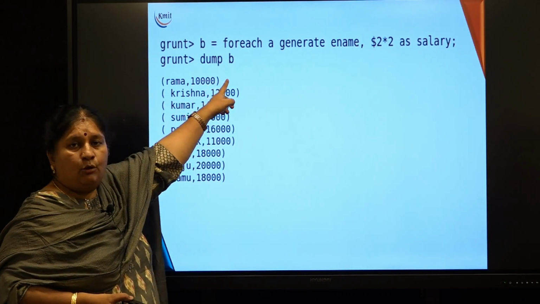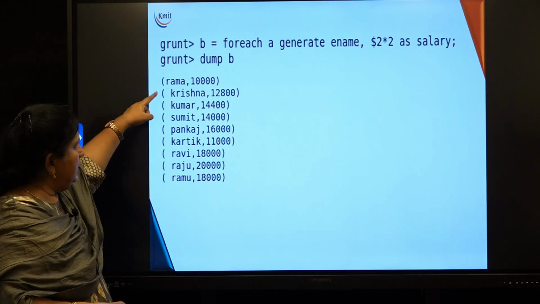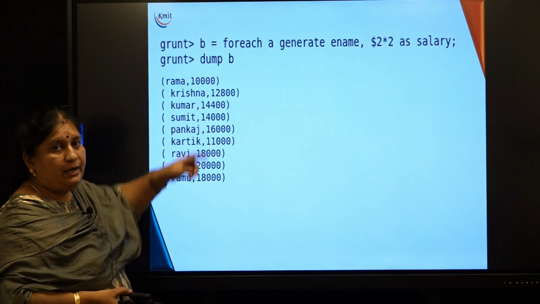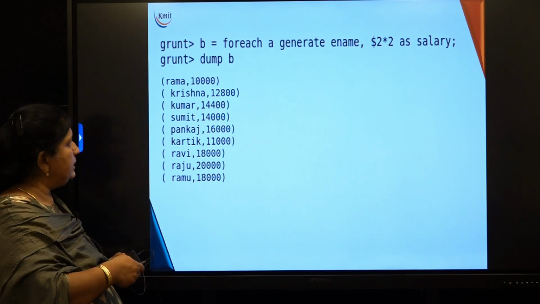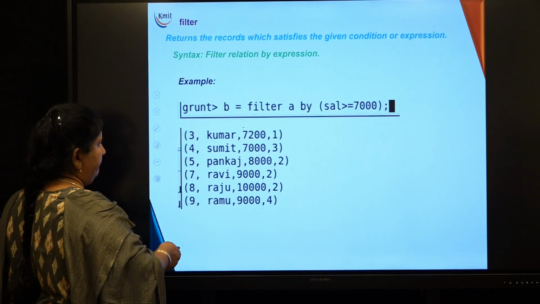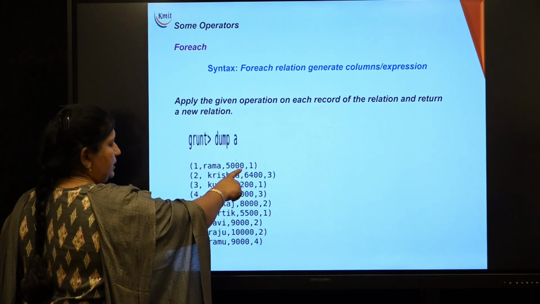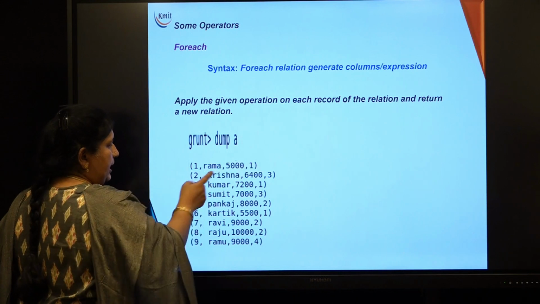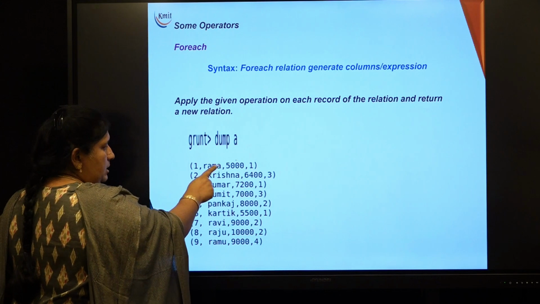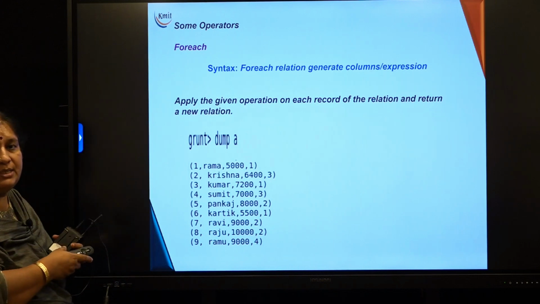Now I want to see the output. Dump is the operator. So dump B. If you see, what do I have? The name of the employee, and their salary multiplied by 2. Just for verification I will show you once. First person, name is Rama, salary is 5,000. If you look at the positional attributes, the first one, employee number, comes in $0, name is $1, salary is $2, and this is the department number, which comes in $3.